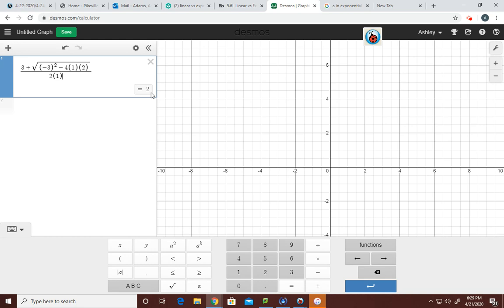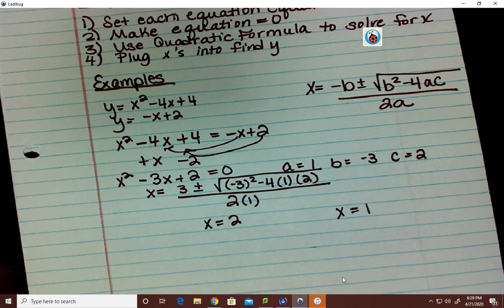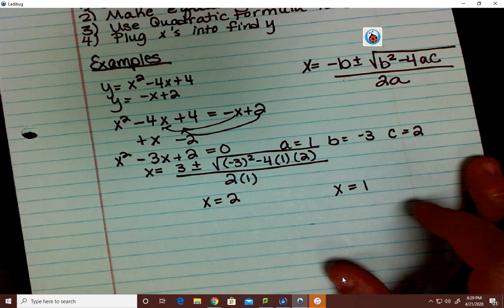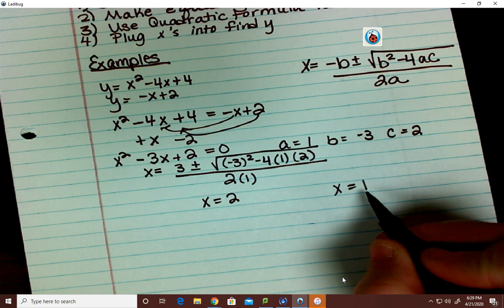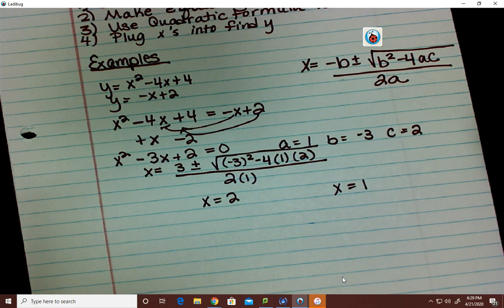So I get 2. So x equals 2. Then I just click back up here and change that to minus, and I get 1. So the two places that this parabola and line are going to intersect are when x is 2 and when x is 1. Now how do we figure out what y is?